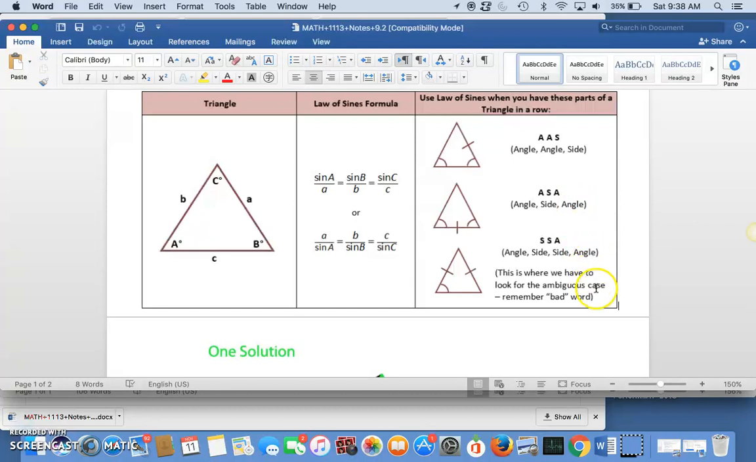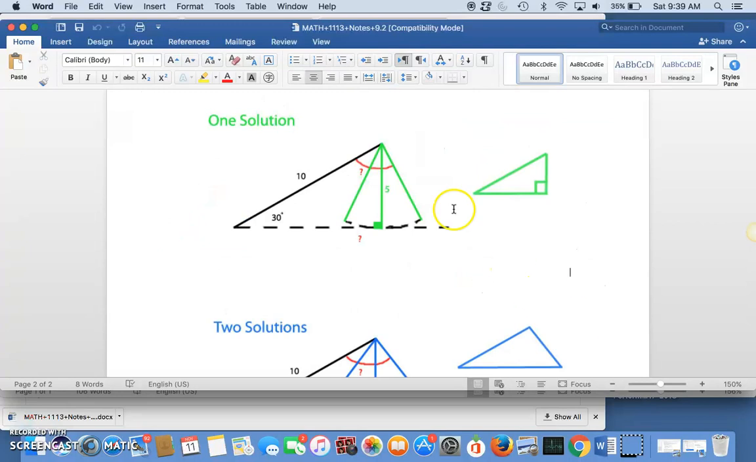But this is what I've always used also, SSA. If you did it backwards, it's a bad word, and that's an ambiguous case. That would not prove a triangle congruent from back in your geometry days. And when you have it now in trig, that's when it creates a bad situation. You will either have one triangle, two triangles, or no triangles. Let's look at those 3 scenarios.